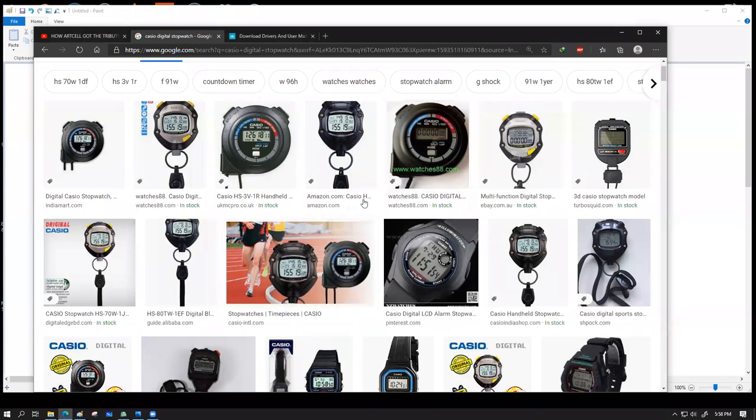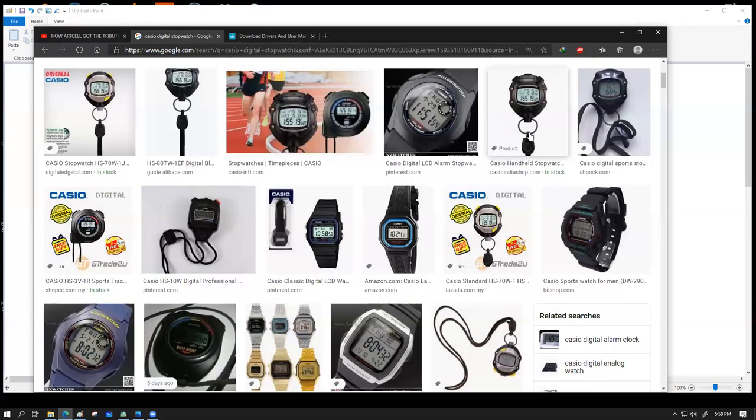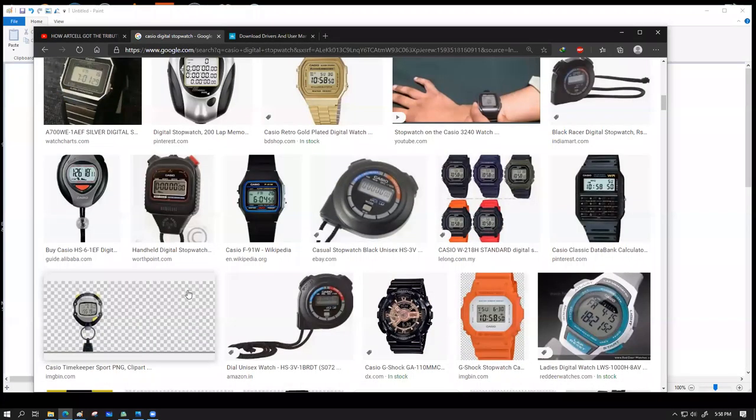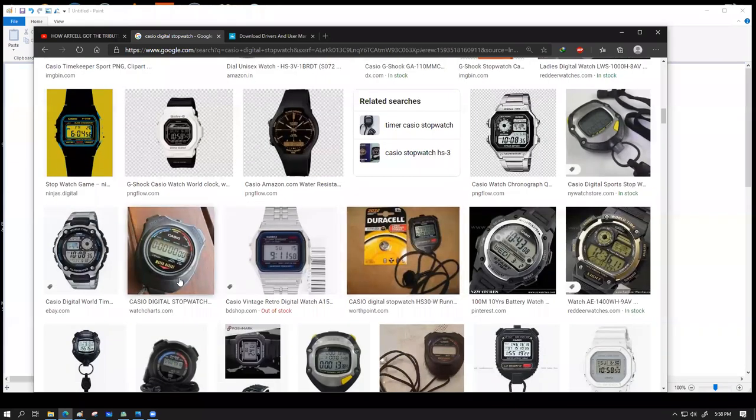So if you consider a very simple stopwatch, let's say not this one, not this one either. Okay, this is going to be all right. Yeah, this is good.